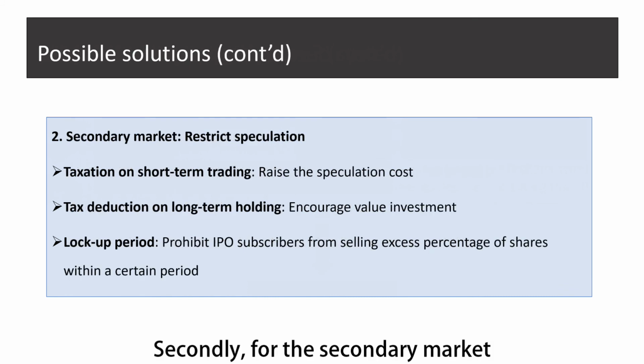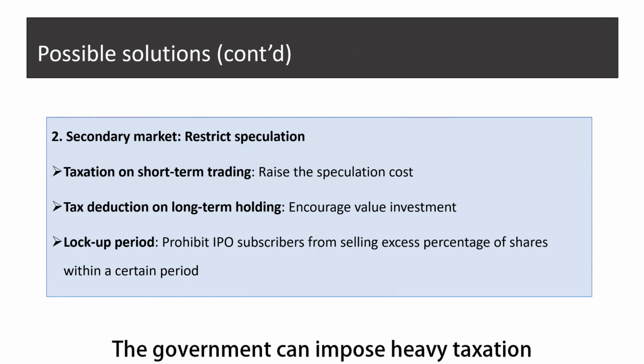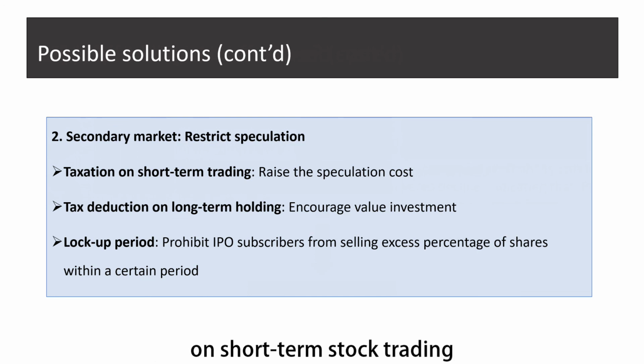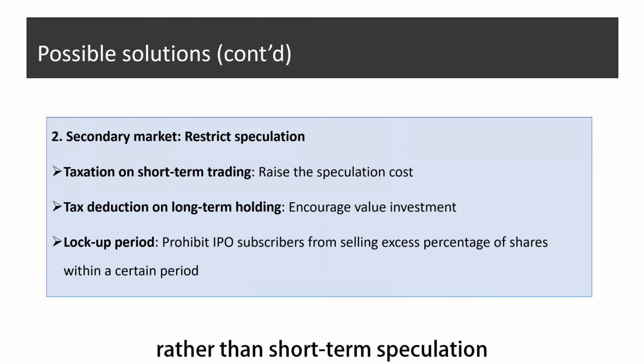Secondly, for the secondary market, we suggest implementing some policies to restrict speculation. The government can impose heavy taxation on short-term stock trading. This can raise the speculation cost. Besides, we also propose to impose tax reduction on long-term traders. This can encourage investors to do value investment rather than short-term speculation.